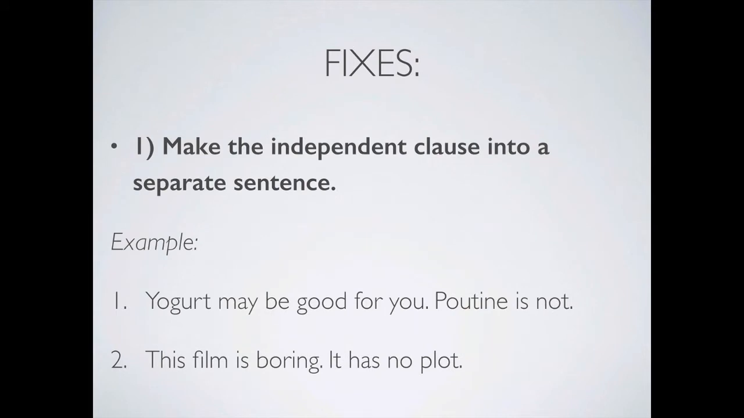Okay, so here are some ways to fix it. Number one, let's make the independent clauses into separate sentences. Yogurt may be good for you. Poutine is not. Now, in poutine is not, there is both a subject and a predicate. Poutine is the subject, is not is the predicate, and we're inferring that poutine is not good for you. So it's connected. And the second example, this film is boring. It has no plot. That's one way we can fix it: we make them separate sentences.